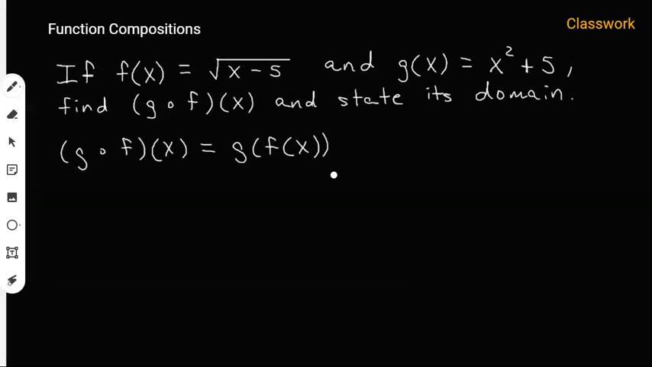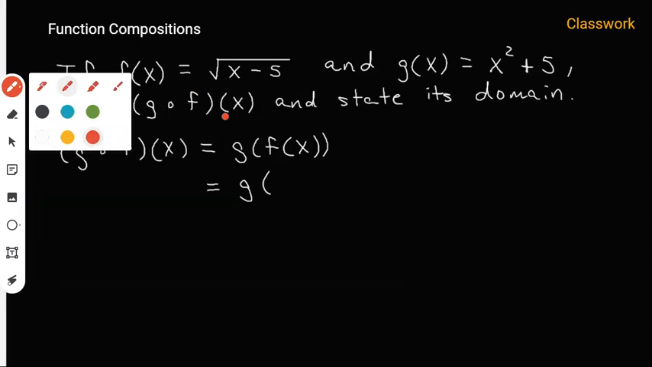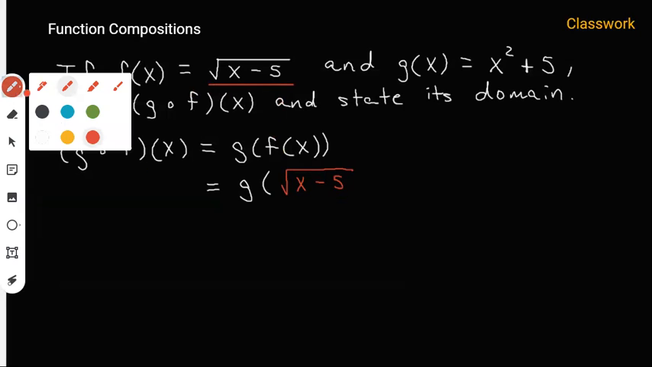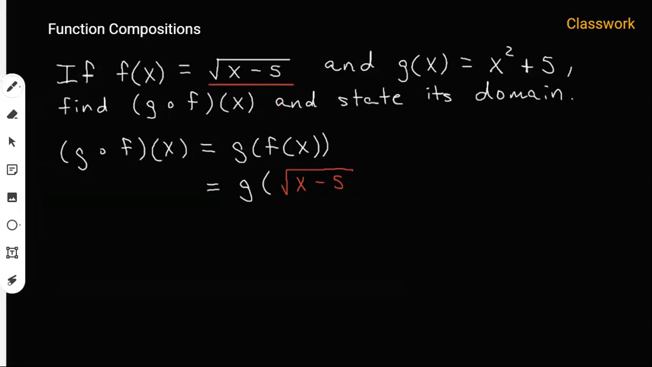So I'm taking the function f of x and I'm placing it inside of the function g of x. So what's that going to look like? Well, I start off with g and I go to f of x. I know that f of x is going to be equal to the square root of x minus 5. So I'm going to put that inside this set of parentheses right here. Square root of x minus 5. And then after that, I'm going to close it up.